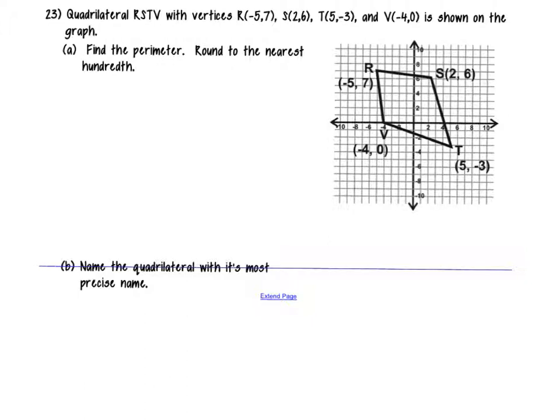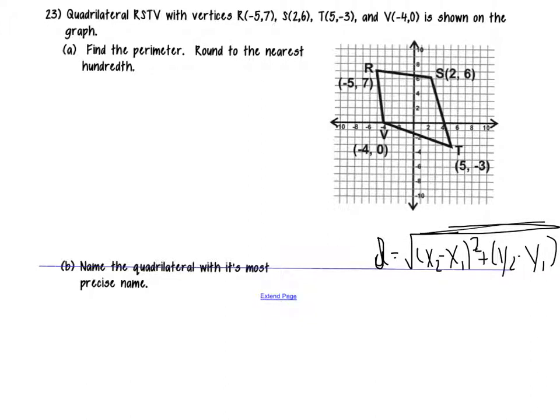Okay, so again, I'm going to need to use the distance formula. And remember that the distance formula is the difference of the x's squared plus the difference of the y's squared. All right, let's extend that the rest of the way. So that is my distance formula.